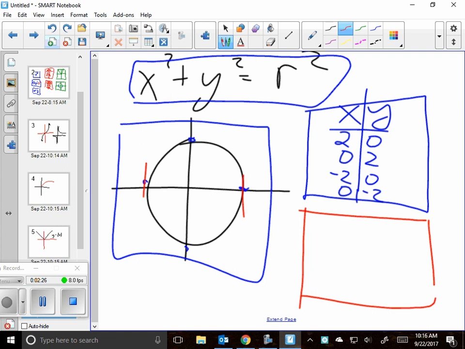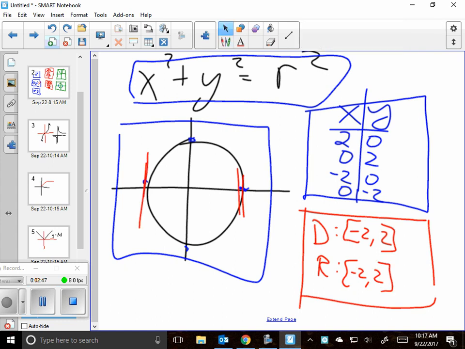Domain goes from here to here, so domain would be from negative 2 to 2. And does it touch on the edges of that? Yes, it does. So brackets. And the range would be negative 2 to 2. Because the domain and the range are the same on this, because it goes from here to here. And then for the range, it goes from here to here.